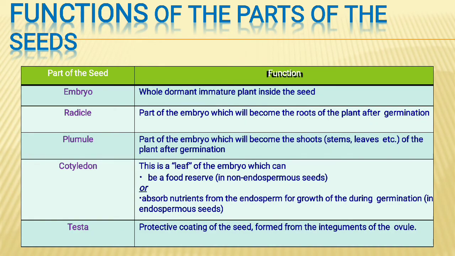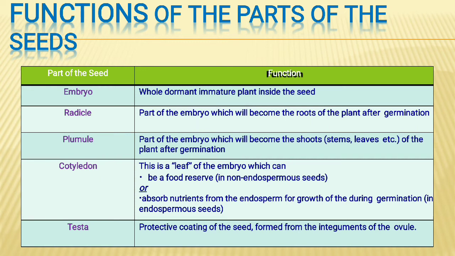So this we know already, the different parts of seeds and their function. Radicle will be the future root. Plumule will be the future shoots. Cotyledon is a leaf of the embryo which can be a food reserve in non-endospermic seeds, or in endospermic seeds it helps in the germination.